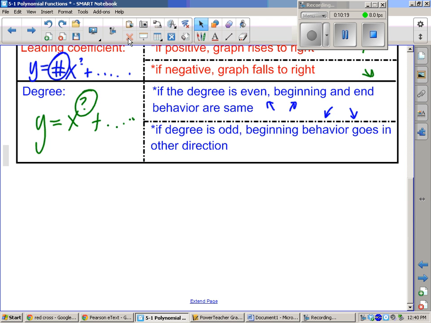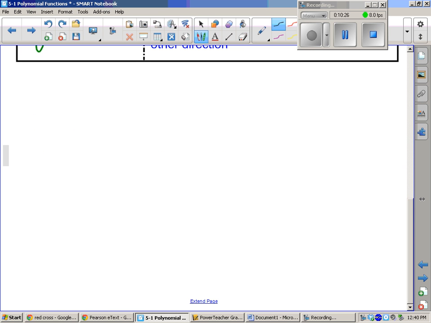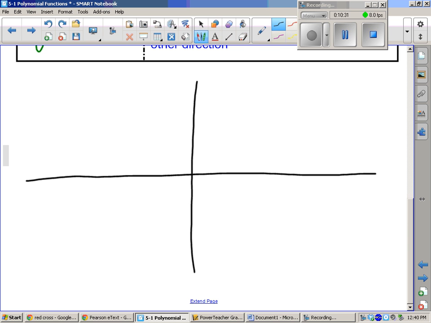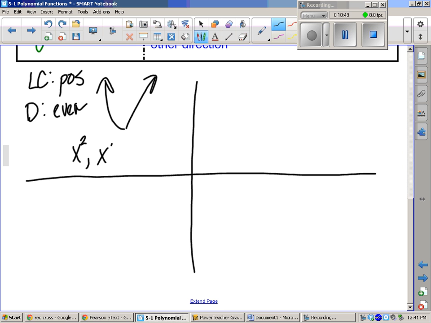And then the exact opposite would be if it's an odd degree, the beginning and the end behavior do different things. So let's talk about some situations that you might have. You might want to get that chart copied into your notes so you can refer back to it. We have a couple different things that could happen. We could have a positive leading coefficient. That would mean that our graph would end up. And if we had an even degree, for instance, that means that the other end would also go up. So that could represent something like x squared, or x to the fourth, or x to the sixth, etc., with positive numbers out in front.